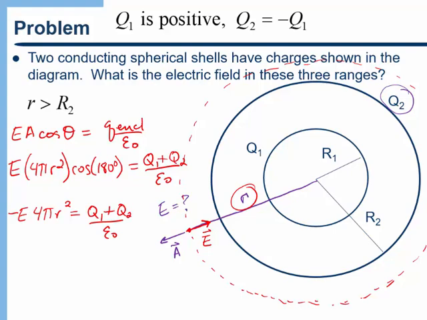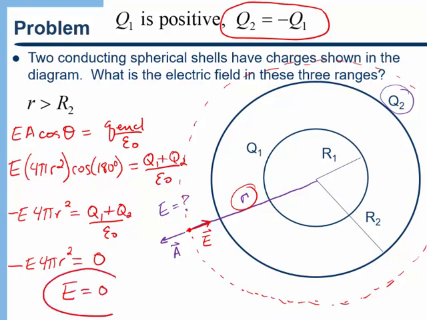However, in this problem, Q1 and Q2 are related in this way. So you'll notice that there is no net charge inside that surface. And so even though I've got E 4 pi r squared on the left, since the right side is equal to 0, the electric field has to be 0 anywhere outside that second sphere. So whether I'm right here, or out here, or here, the electric field at all of those points is equal to 0.